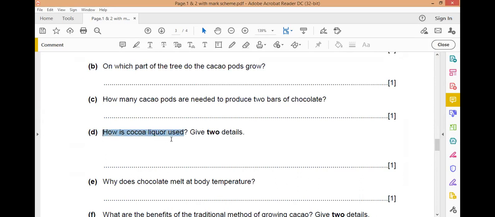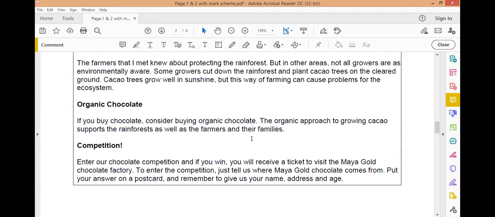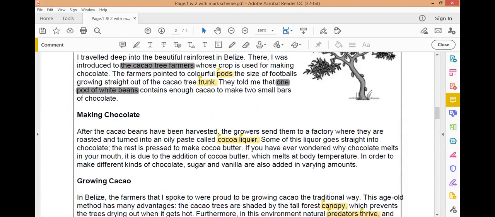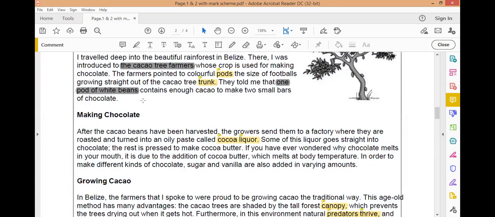Yes, here is the question at first. How is cacao liquor used? Give two details. How is cacao liquor used? Give two details. Let's find the answer together. We stop from the part that Yusuf stopped, okay? Making chocolate, okay? Start from the beginning.